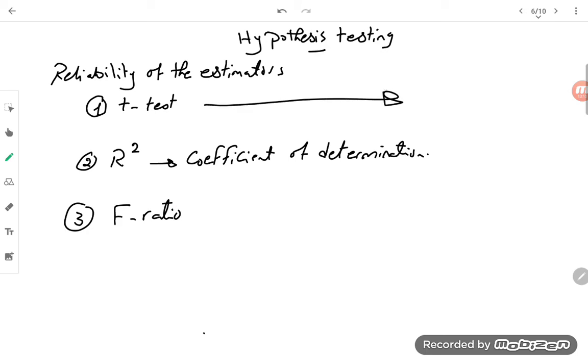T-ratio is related to parameters. So this means that t-ratio will be implemented for each parameter alone, while r-squared and f is related to the model as a whole. Reliability is measured by standard error. So let's start with the first one, which is t-ratio.